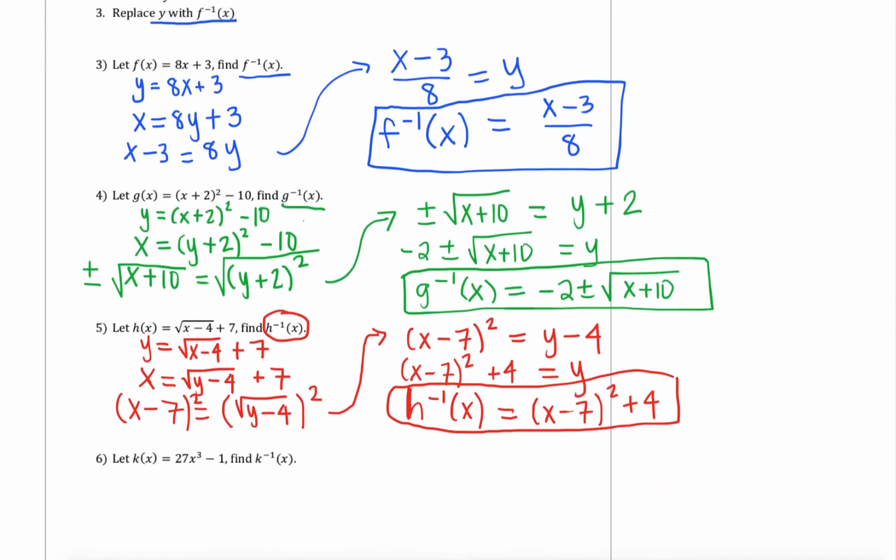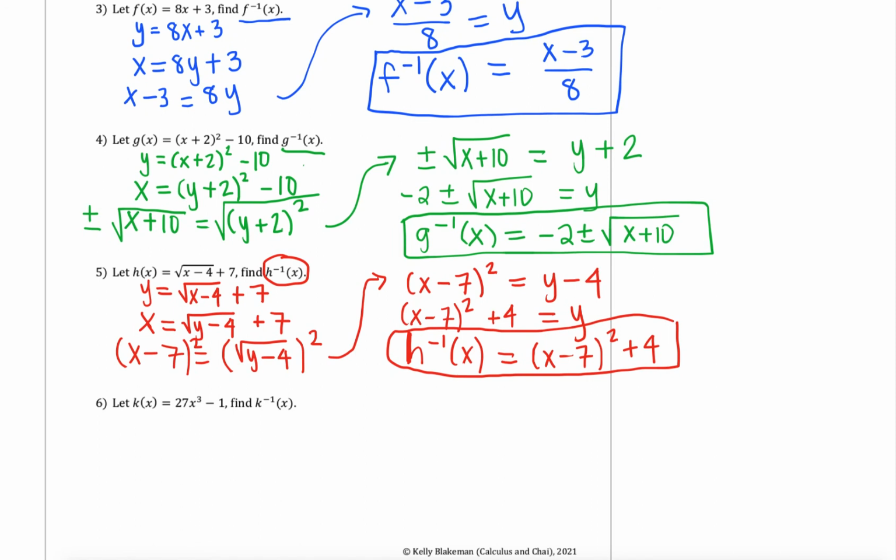Now let's look at one more example together in this video. So in our last example, we have k of x equals 27x cubed minus 1, and we want to find k inverse of x. Why don't you guys pause the video here and complete example 6 on your own first, and then we'll check it together.